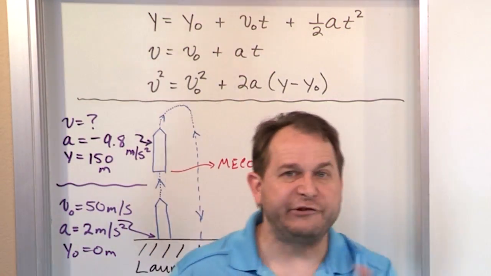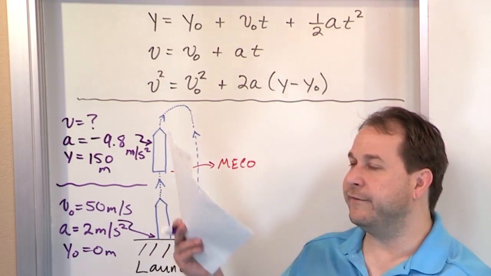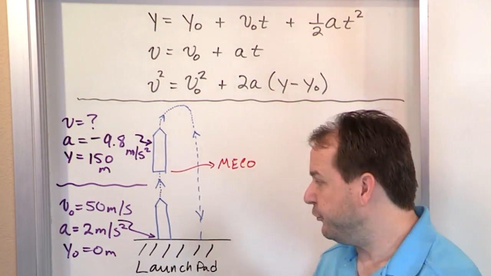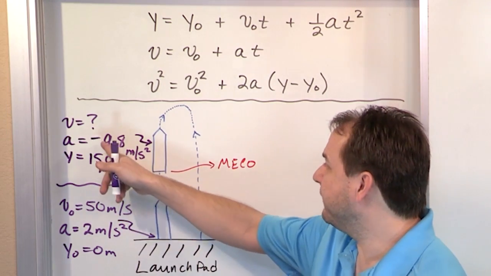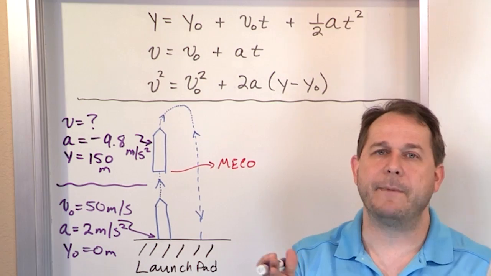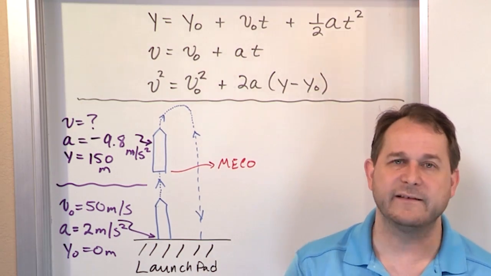But when the acceleration changes, students try to use these equations and they can't. They don't know what to do because there's only one acceleration. So which one do you put in here? This one, or do you put this one? Well, you don't use the equation one time. You have to break the problem up into two problems. And the problem doesn't tell you that.